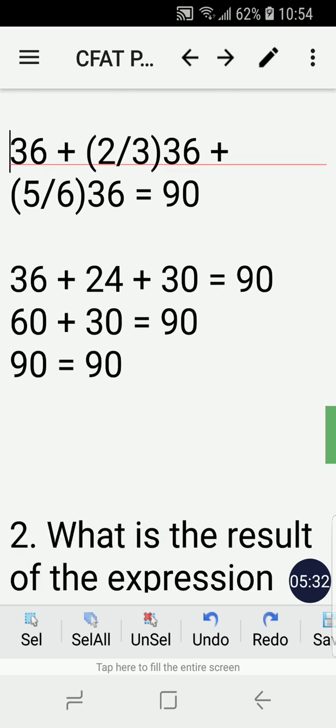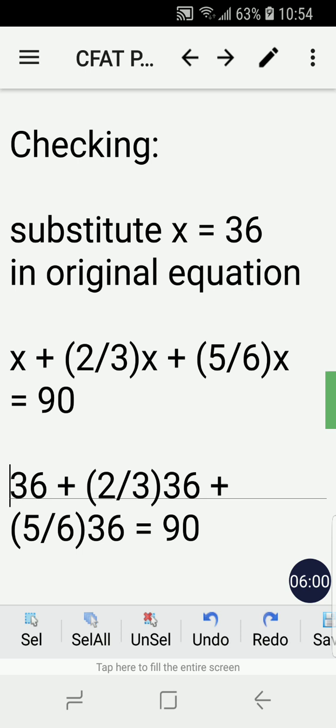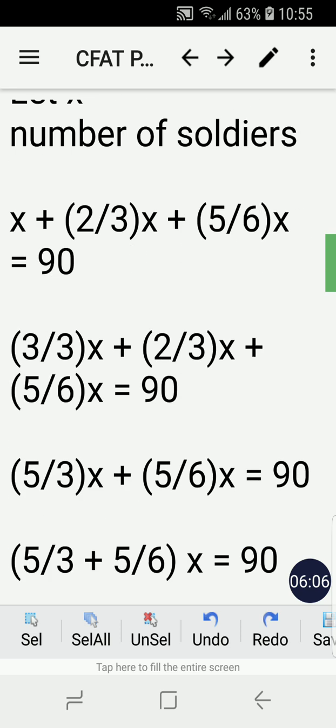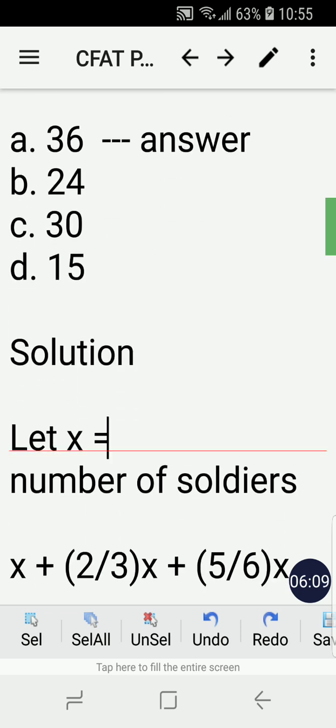So we simplify now. 36 plus 2/3 times 36, that's 24, plus 5/6 times 36, that's 30, is equal to 90. 36 plus 24 is equal to 60, plus 30 is equal to 90. 90 is equal to 90. Since the left side of the equation is equal to the right side, then we are certain that the value of x is correct. So 36, number of soldiers, is the answer, letter A.